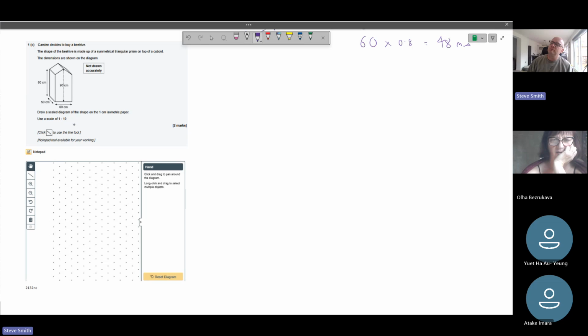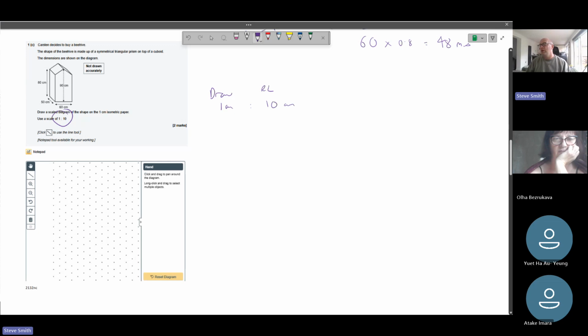So on this one, we've got scale again. Map, or we'll put drawing here, is 1 centimeter. And on my real life, it's 10 centimeters. I suppose it's a case of the actual object rather than real life, but yeah, it's real life to me. So I can see that for every 1 centimeter on here, I need 10 in real life.